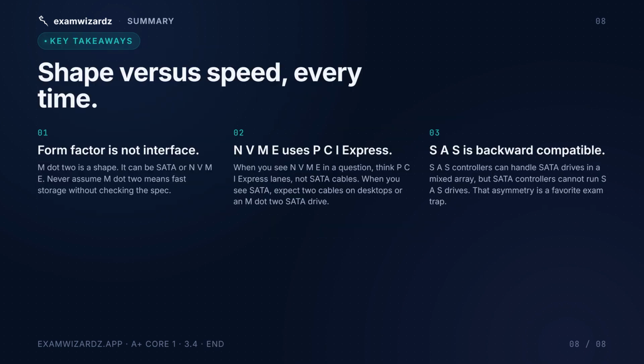Three core rules to carry forward. One: form factor is shape. Interface is communication method. M.2 doesn't mean fast, it's just a slim card that can be SATA or NVMe. Two: when you see NVMe, think PCI Express lanes. When you see SATA, think cables on desktops or older M.2 drives. Three: SAS is server gear and it's backward compatible with SATA drives but not the reverse. Lock those in and the exam's interface versus form factor traps stop working.